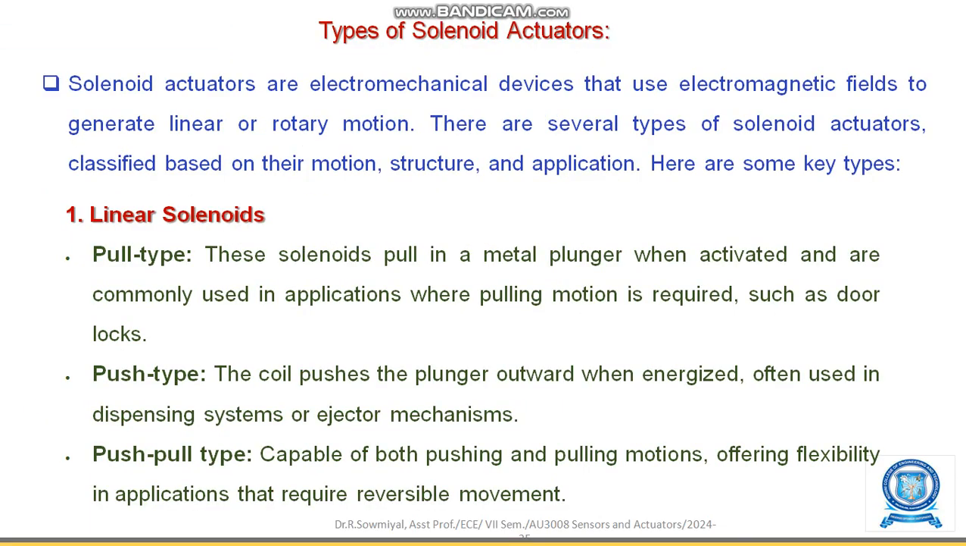Types of solenoid actuators. Solenoid actuators are electromechanical devices that use the magnetic field to generate linear or rotary motion. There are several types of solenoid actuators classified based on their motion, structure and applications. Here are some of the key types. Linear solenoids: push type, pull type and push-pull type.